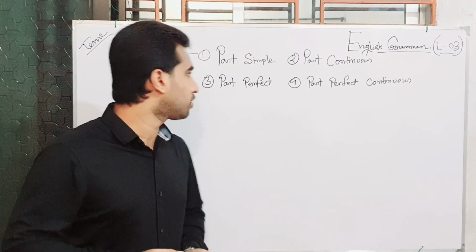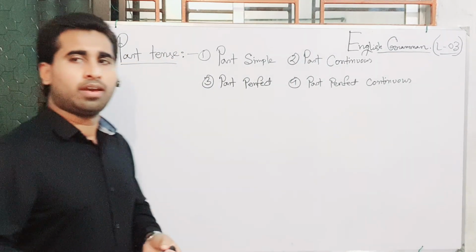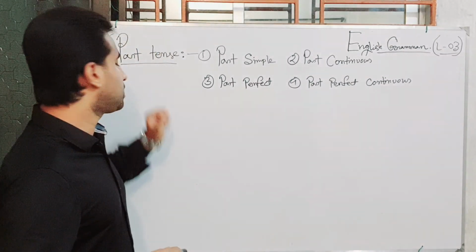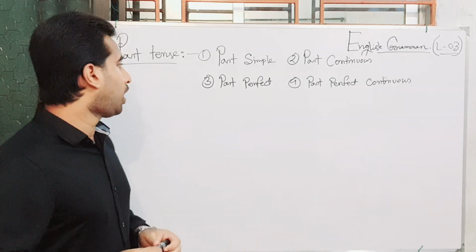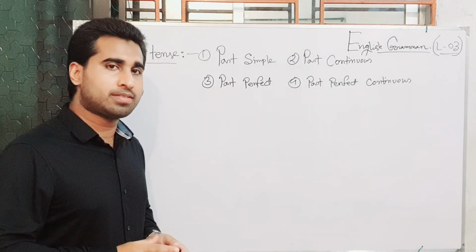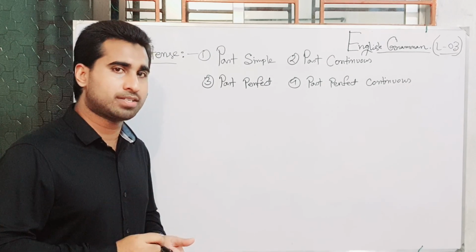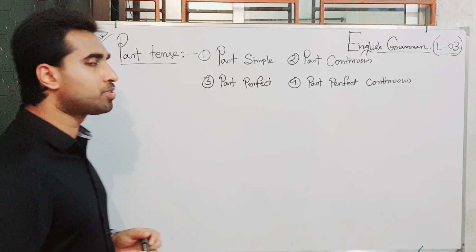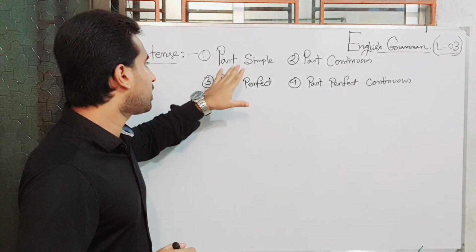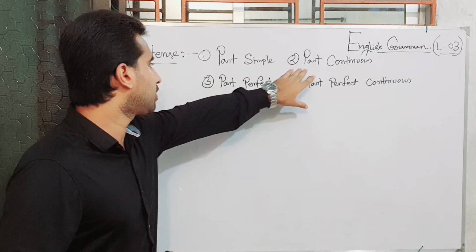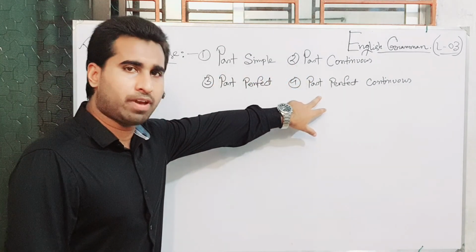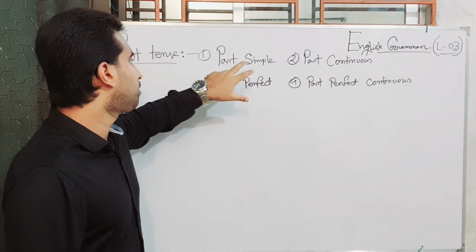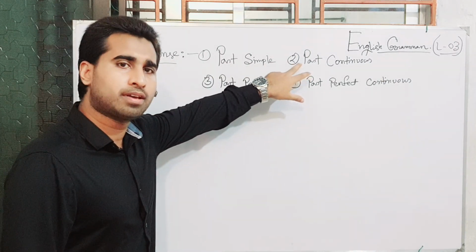This class is on tense. In my previous classes, I discussed present tense. Now, I will discuss past tense, its classifications and functions. As with present tense, past tense is divided into four categories: past simple, past continuous, past perfect and past perfect continuous tense. Today I will depict past simple and past continuous tense.